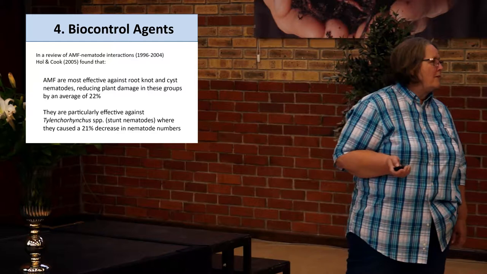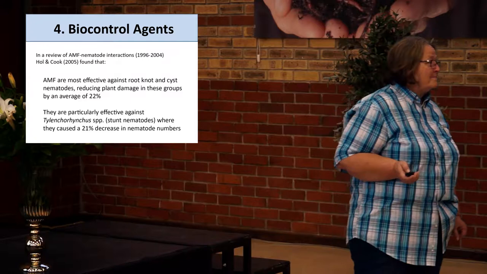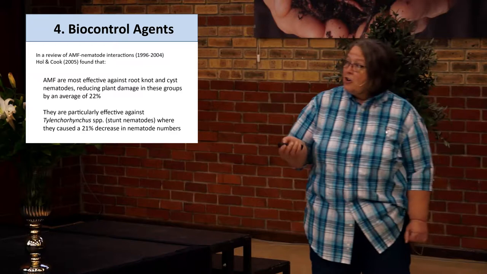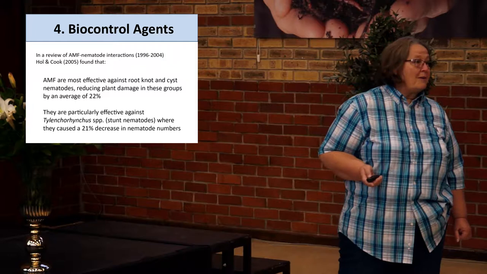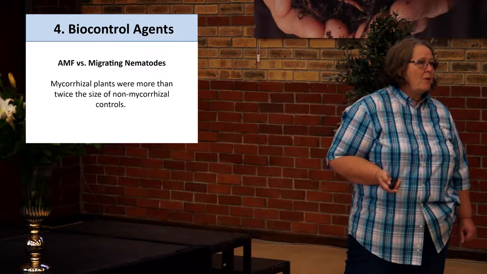Now, I'm a biologist, and I know, if I want to control a population, I don't shoot the males. I go out and I shoot the females. Because it doesn't take very many males to keep everything going. You want to control a population and get rid of the females. No one knows exactly how they're doing it, but they found some chemical way of targeting the female nematodes. Migrating nematodes: the mycorrhizal plants are more than twice the size of the non-mycorrhizal controls. Twice the size.